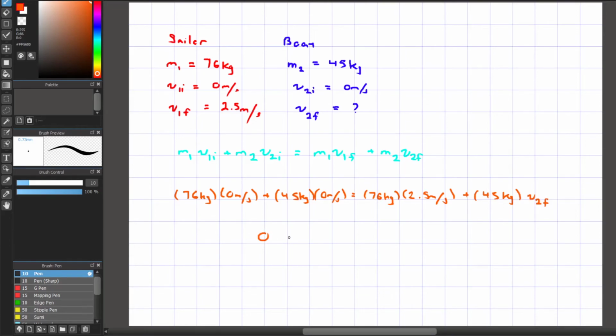Simplifying as much as we can, we're going to get 0 equals 190 plus 45 v2f. And with a little algebra, we can solve for the final velocity of the boat. Doing so, we get an answer of negative 0.422 meters per second.